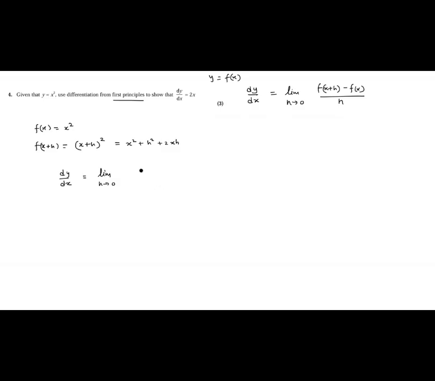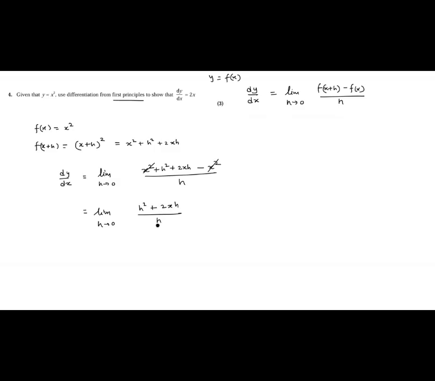So if we put f(x plus h), which is x squared plus h squared plus 2xh, minus f(x), which is x squared, over h. Now this x squared cancels. Make sure you keep writing the limit as h tends to 0. Now you have h squared plus 2xh over h.